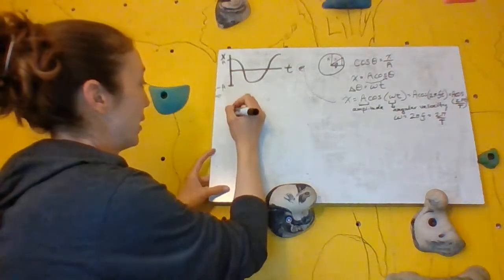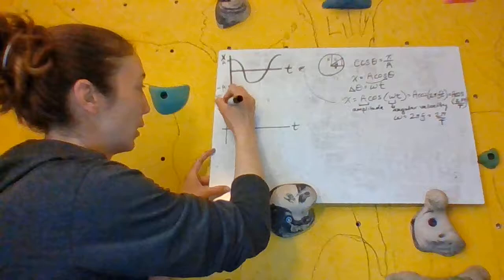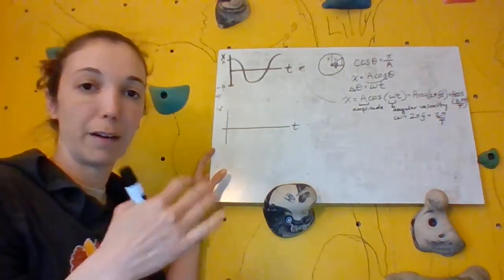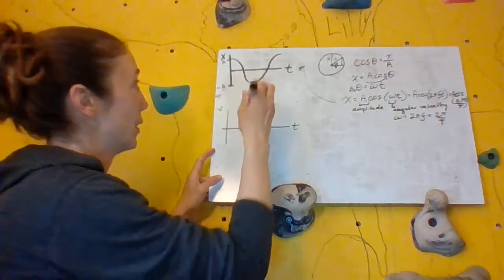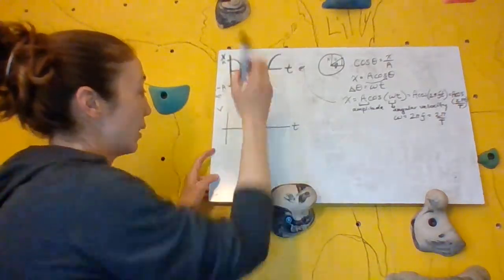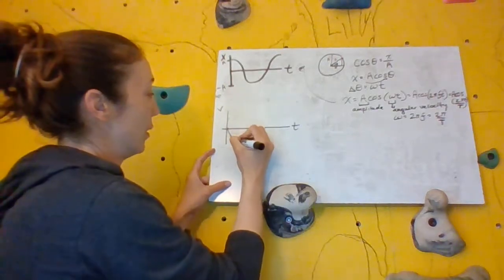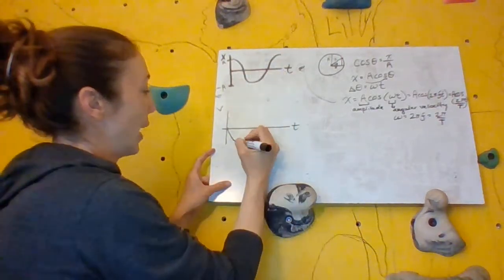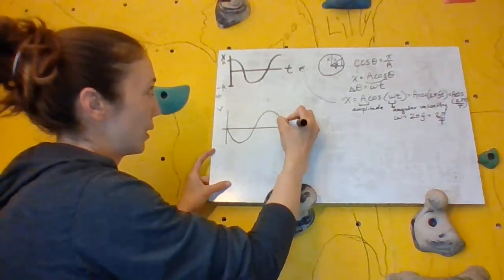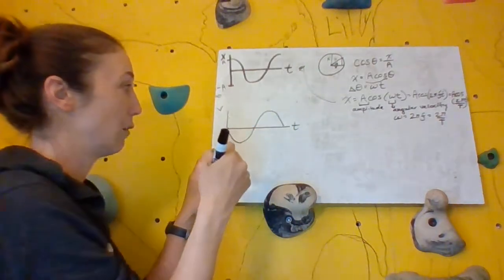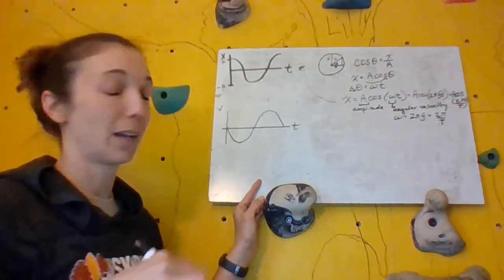When I draw my velocity versus time graph, we can use the things we learned from the first unit, where the slope of the position versus time graph is equal to velocity. So my slope is 0 here at the beginning, so I'm going to have 0 velocity. Then my slope is negative, and my slope is 0 again, and my slope is positive, and my slope goes back to 0. So my velocity versus time graph looks like this. Now this is a negative sine curve.